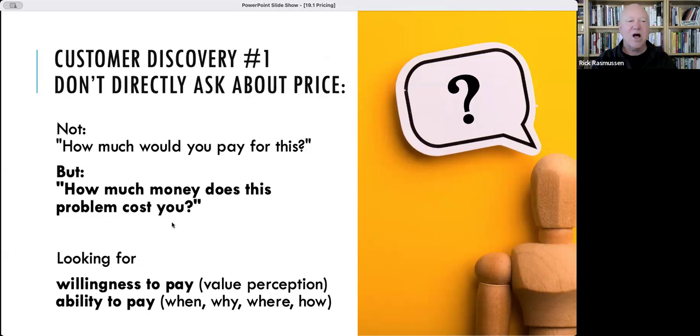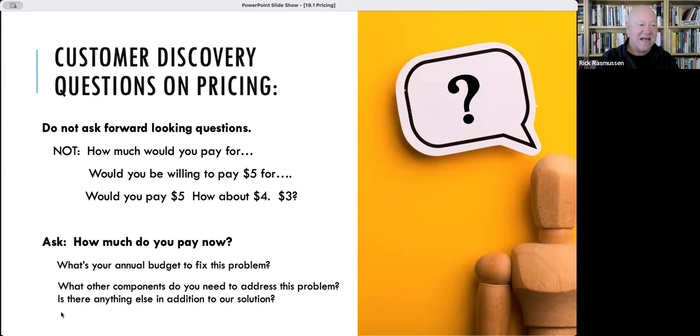How much does this problem cost? Not, hey, would you pay $5? No, they don't know, and they're going to lie. But how much does this problem cost you now? How much are you paying to fix this today? And you're looking for kind of willingness to pay and then ability to pay. And then you can ask other things like, how much do you pay now? What's your annual budget? What else do you need in addition to just my product or service?